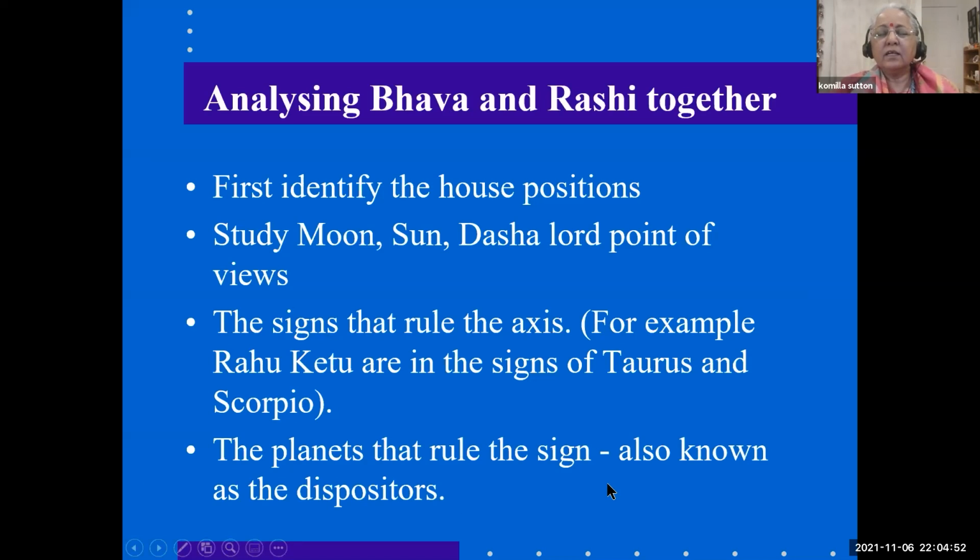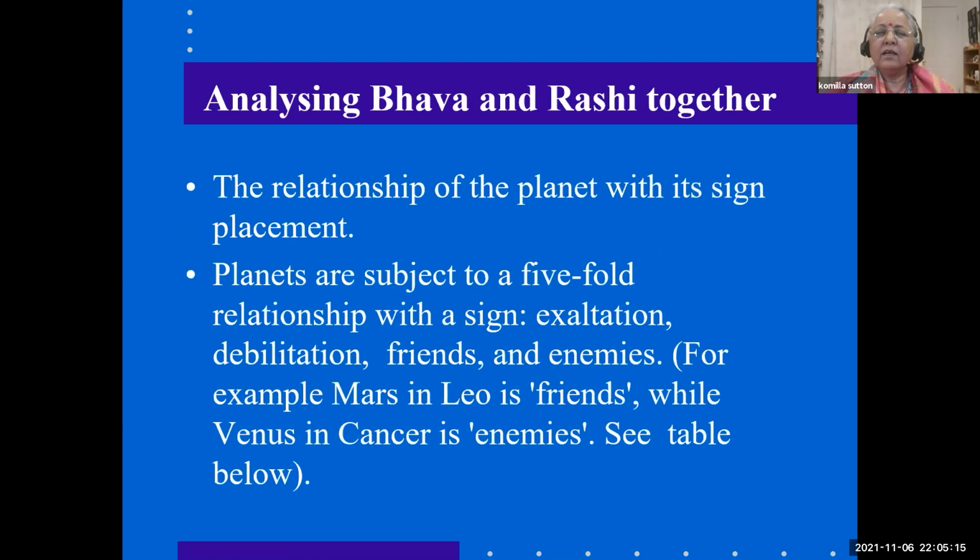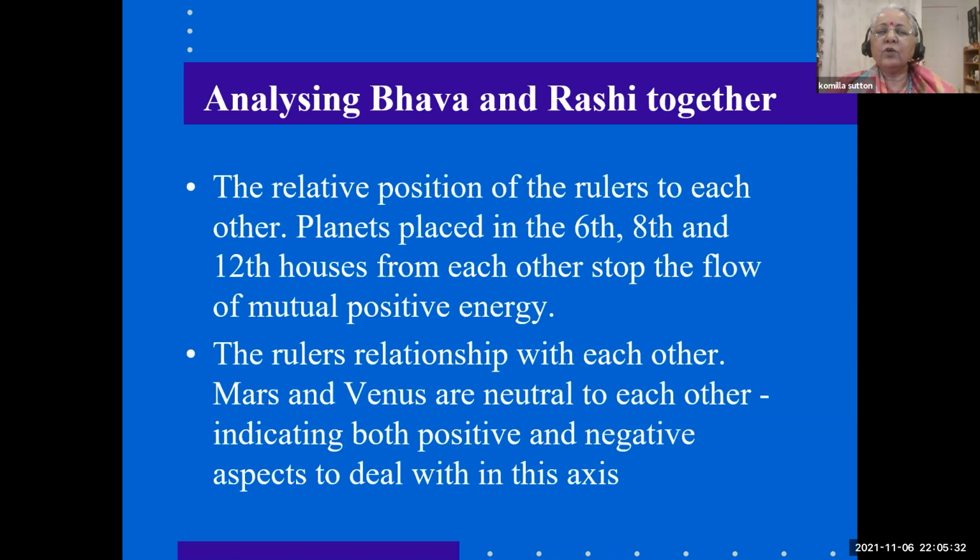You can look at this. And so when you're looking at Bhava and Rashi together, first study the house positions. Jyotish is endless analysis. You can look at it from the Sun, Moon, Dasha Lord point of view. The signs they rule, the axis, the planets that rule the sign, relationship between the planets. Planets are subject to five-fold relationship: exaltation, debilitation, friend, enemy. For example, Mars in Leo is friends, while Venus in Cancer is enemies. So you can look at the thing.